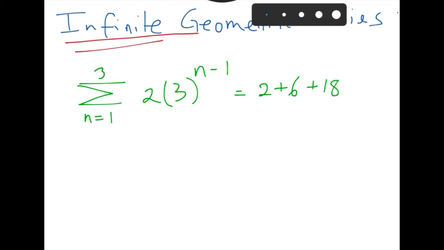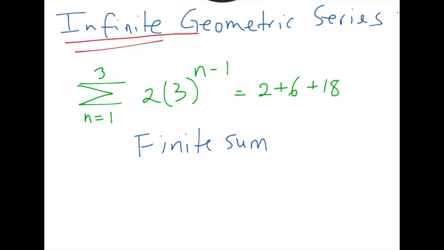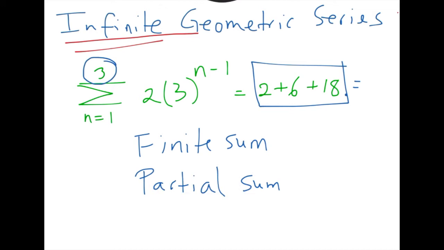But this is called a finite sum. Why? Because it stops here, because it is telling me I have 3 terms. After 3 terms I have to stop and then find the answer. It's also called a partial sum. Basically here I have S3. This is S3. If I say S4, then you will add the next term.